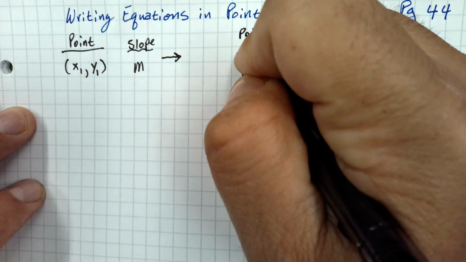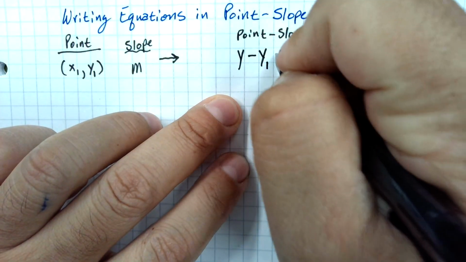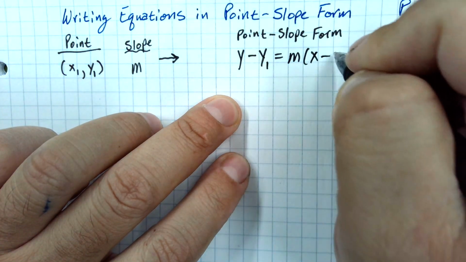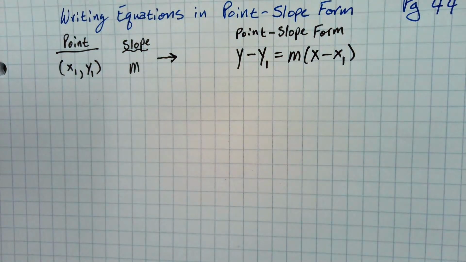Point-slope form looks like this: y minus y1 equals m parentheses x minus x1. Think of form kind of like a formula. It tells you where to put numbers and how to work with them. So at this point, you should be writing this down.